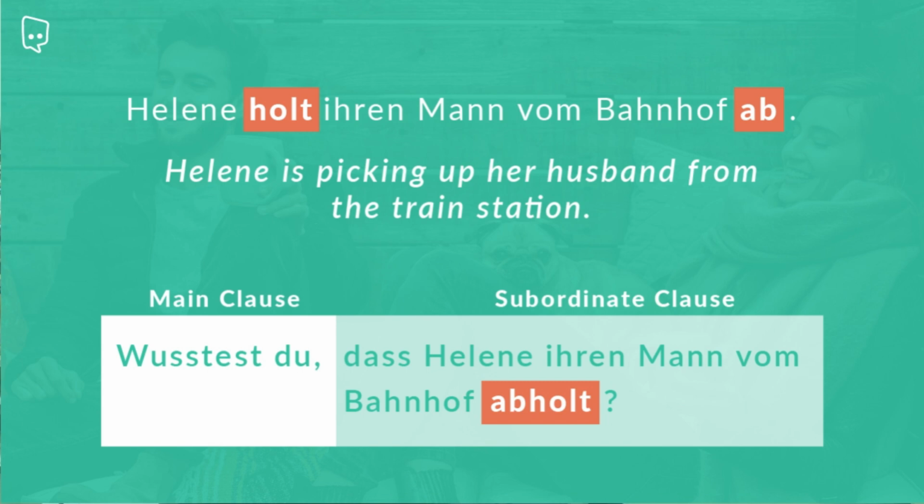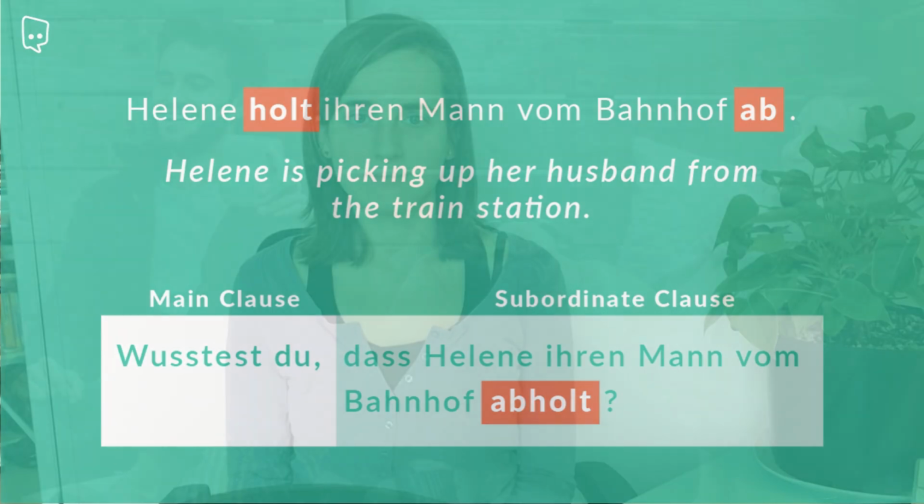So this is what it sounds like. Wusstest du, dass Helene ihren Mann vom Bahnhof abholt? Did you know that Helene is picking up her husband from the train station? So here we have the verb in the last position, and the verb here is abholt. We do not separate the verb in this instance.